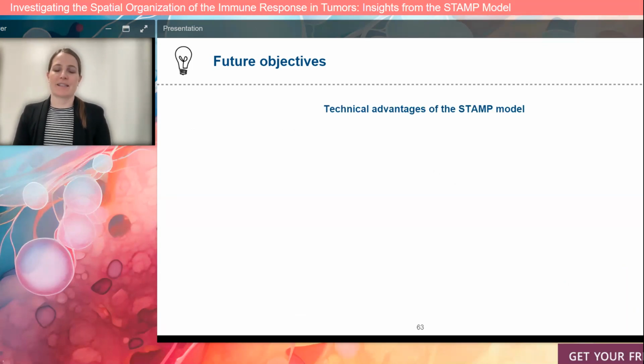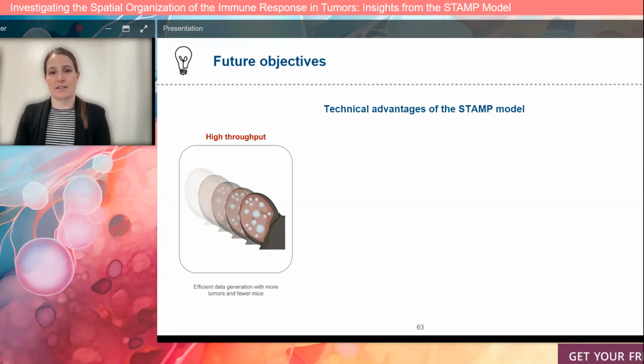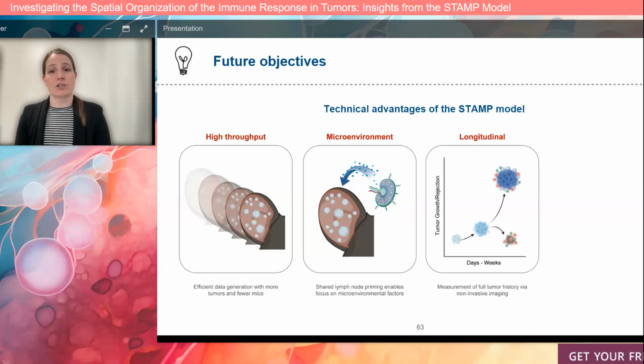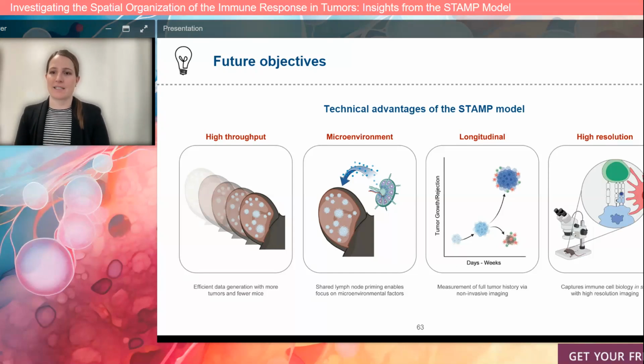And so I'll leave you with the technical advantages of the STAMP model again and how it has furthered our research. First, the high throughput nature with efficient data generation with more tumors and fewer mice. The ability to focus on regulation within the tumor microenvironment because shared lymph node priming enables that very precise measurement. It's a longitudinal approach where we can look at the full tumor history using non-invasive imaging, and we can pair that with high-resolution imaging to capture immune cell biology in situ.